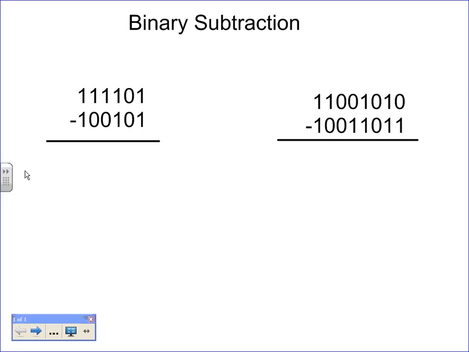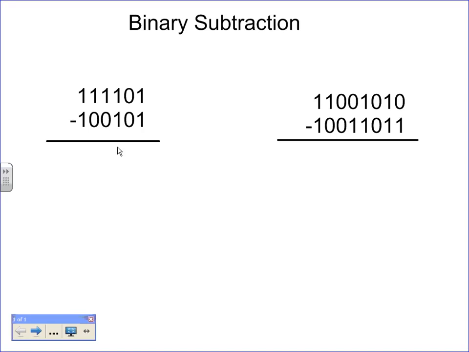Since we have binary addition, we also want to go over binary subtraction. And binary subtraction works the same way that subtraction works in our decimal number system, or the numbers that we use in everyday life. We're going to subtract from the number above, and if we can't, we're going to have to borrow from the column to the left.